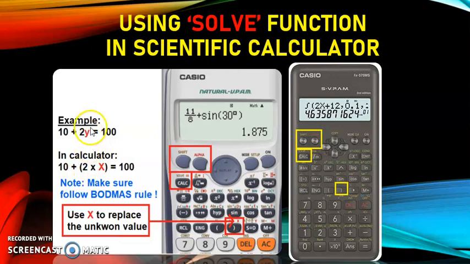In the calculator, for the value that we wish to find, the unknown value, we use this button. How to press this button? You need to press alpha and then close bracket. Then you get this notation. Now let's look at examples.